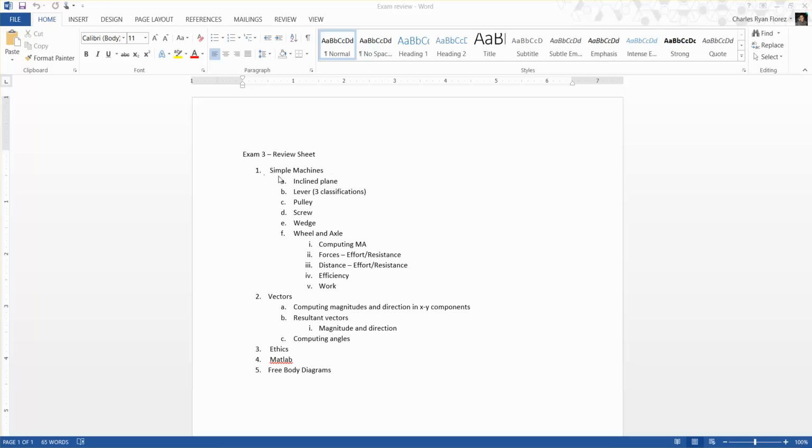So we spent some time looking at simple machines and maybe some problems involved in inclined planes, pulleys, the three classifications of levers, and all this great stuff here. We also looked at vectors and computing magnitudes and direction in the x and y components for forces, like how we had two forces acting on a point, just how we saw earlier today. Well, earlier today meaning Tuesday in class. So we also looked at essentially the resultant vectors of magnitude and direction of those forces acting on whatever object or point it was.